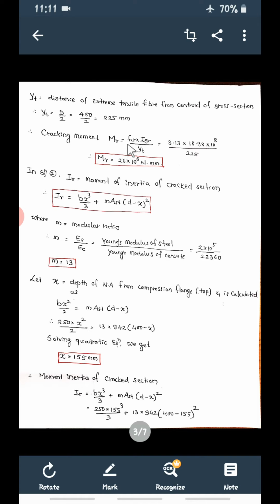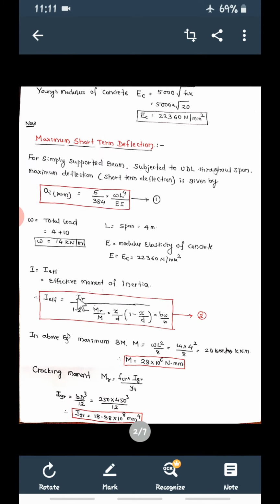So substitute all three values and we'll get the cracking moment Mr. Mr is equal to fcr into Igr divided by yt. Substitute fcr, the tensile strength of concrete, the gross moment of inertia, divided by this yt, and we will get the cracking moment Mr. Right. So Mr we have calculated, M we have calculated, and Ir we are going to calculate first.